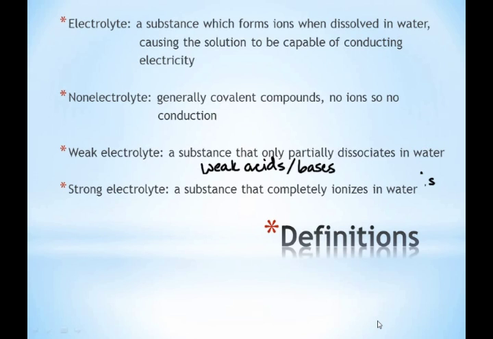Strong electrolytes, on the other hand, are going to be substances that completely ionize in water. And so those will be strong acids and bases, and soluble ionic compounds.